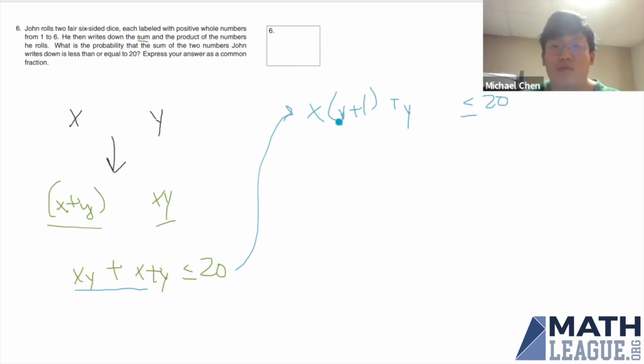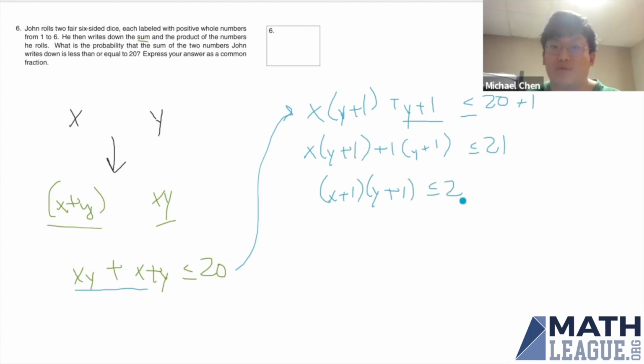Now, what can we do to get y plus 1? We can add a 1 here. But if we add a 1 here, that means we have to add a 1 on the other side. So our inequality still holds. This now means that we can factor a 1 out of the second part of this left-hand side, and the right-hand side becomes 21. If we factor out a y plus 1, then we get x plus 1 times y plus 1 is less than or equal to 21.